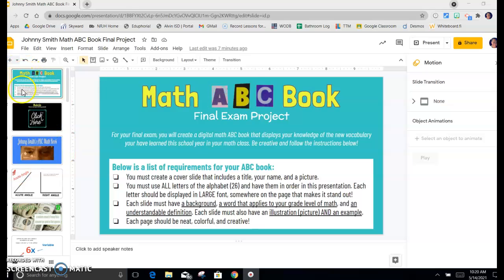Hello again, guys. I need to tie some loose ends on the instructions for your Math ABC book. So I'm going to go back and fill in some gaps that I left out. My bad. Again, this is the Math ABC book.